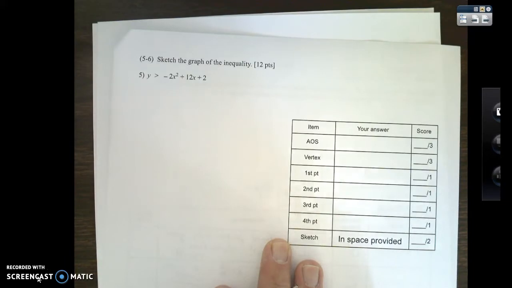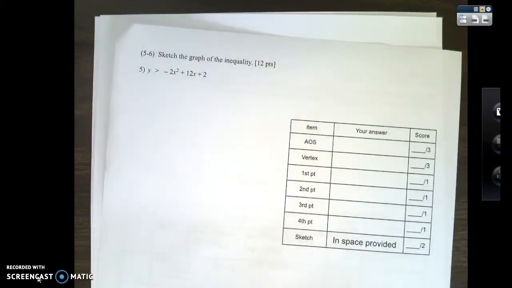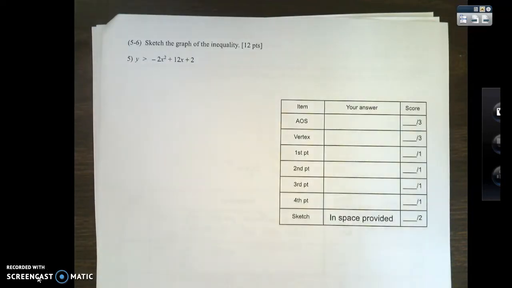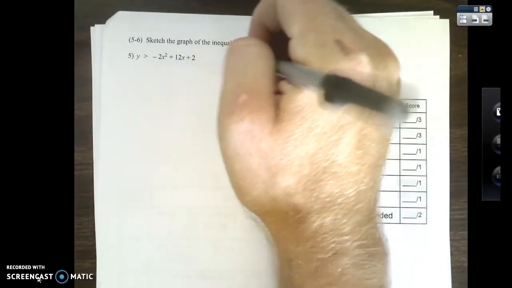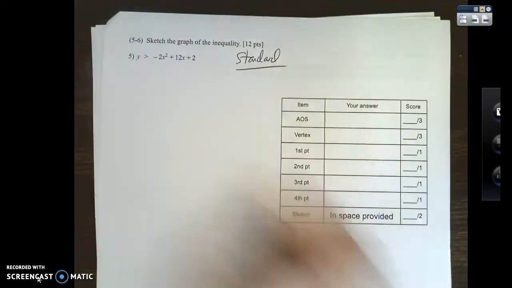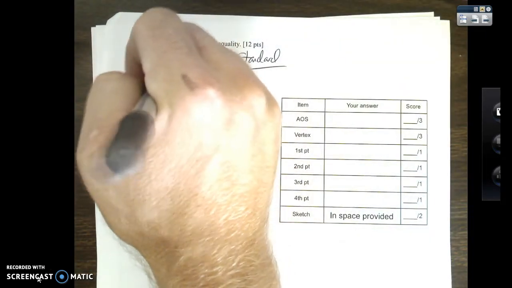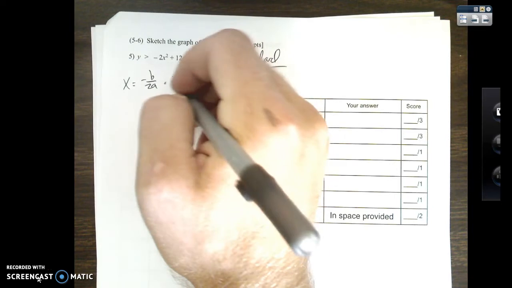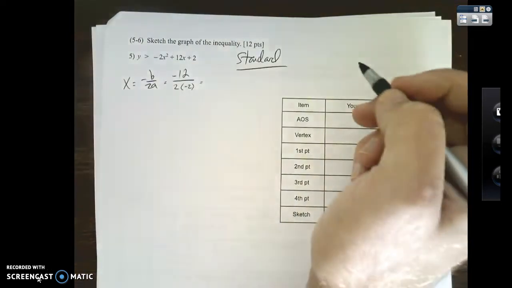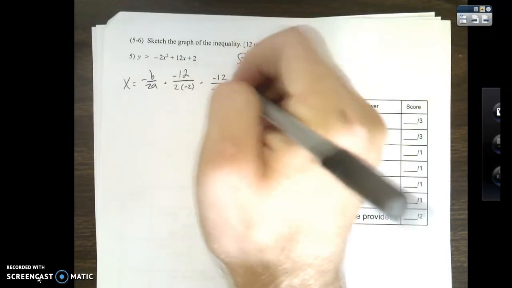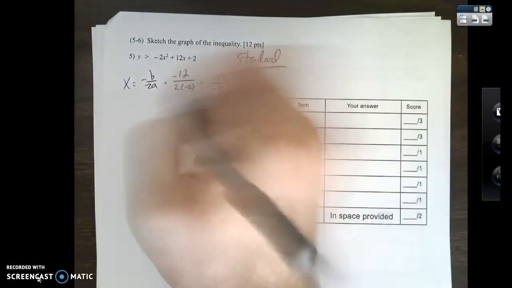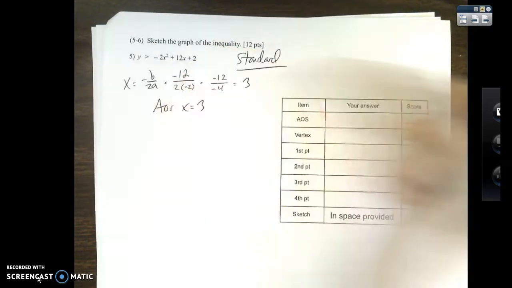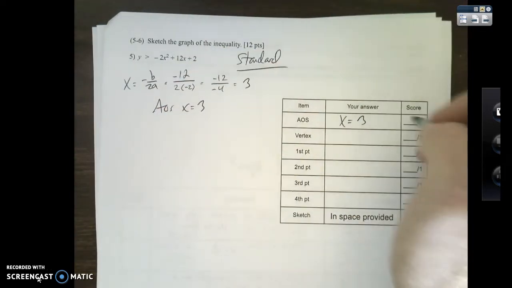Sketch the graph of the inequality. What we've got here is y is greater than -2x squared plus 12x plus 2. They were asking us for the AOS, vertex, and some points. So let's take a look. This is in standard form, so I know I can do negative b over 2a. Right here I've got negative 12, because that's my b, divided by 2 times negative 2. So we're looking at negative 12 divided by negative 4, which is positive 3. So right away I have my AOS, x equals 3. Boom. You just got 3 out of 3 points.